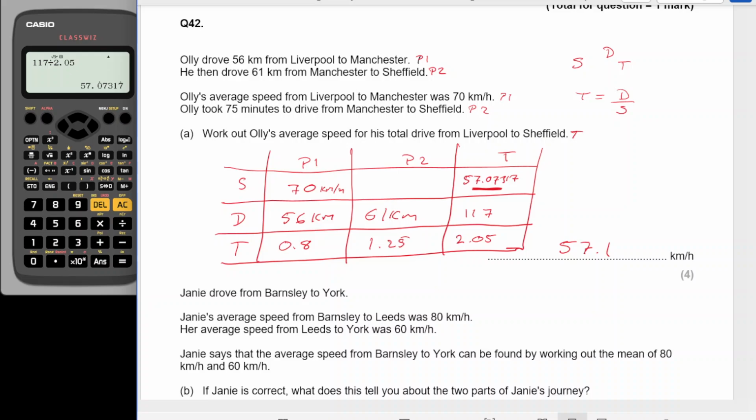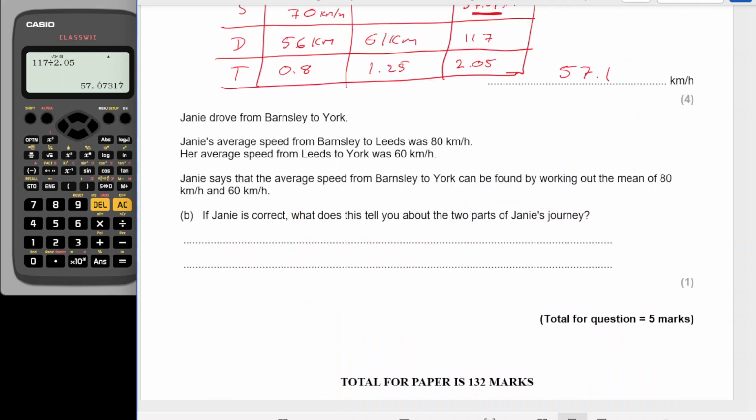Right, Yanni drove from Barnsley to York. Average speed for the first part was 80. Average speed for the second part was 60. Yanni says that the average speed from Barnsley to York can be found by working out the mean of 80 and 60. If Yanni is correct, what does this tell you about the two parts of the journey?